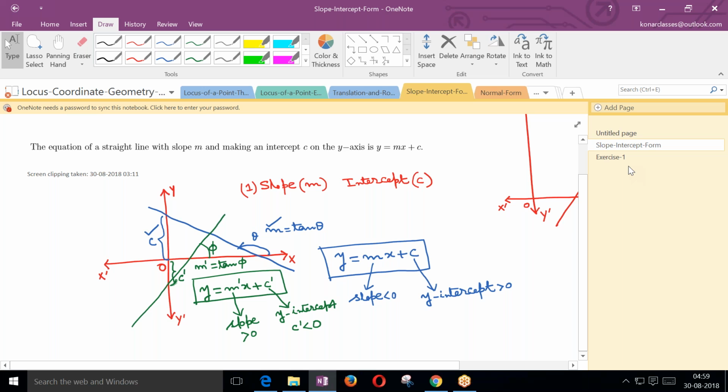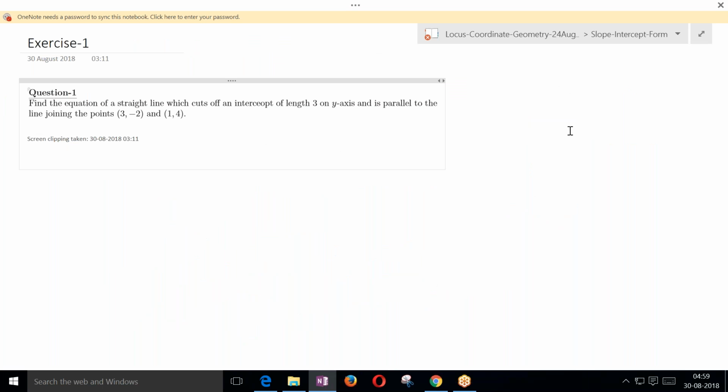Find the equation of a straight line which cuts off an intercept of length 3 on the y-axis (there is a spelling mistake in the question) and is parallel to the line joining the points 3 comma minus 2 and 1 comma 4. Find the equation of a straight line which cuts off the intercept of length 3 on the y-axis.